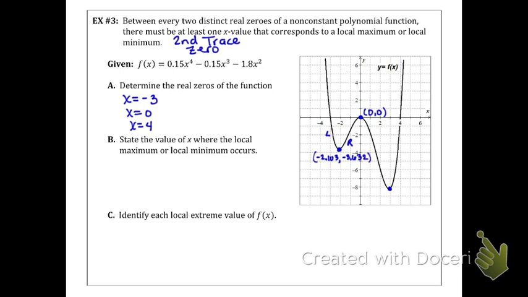And then I'm going to go ahead and find this other one. So same thing, second trace minimum. Left bound over here, right bound over here. Hit enter again because we don't care about the guess. And it should tell you that this one is 2.854, comma, -8.197.